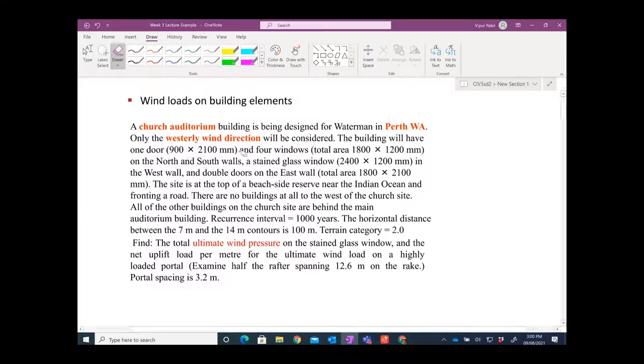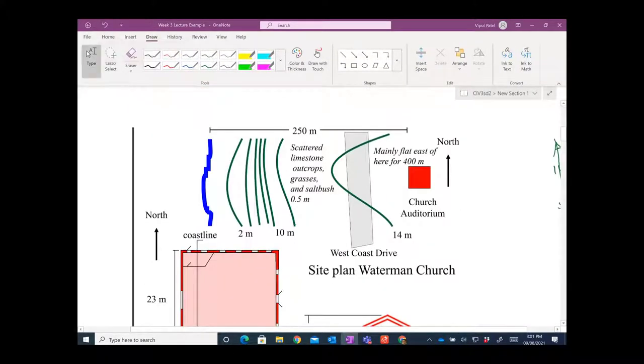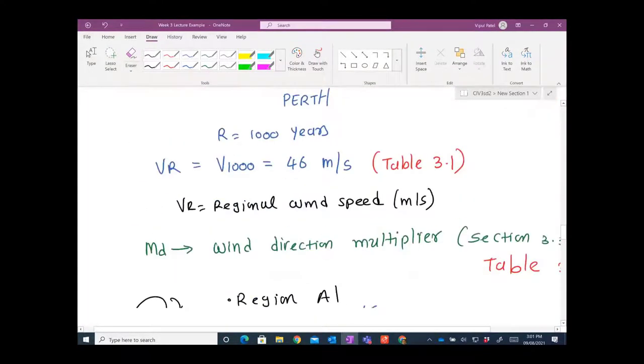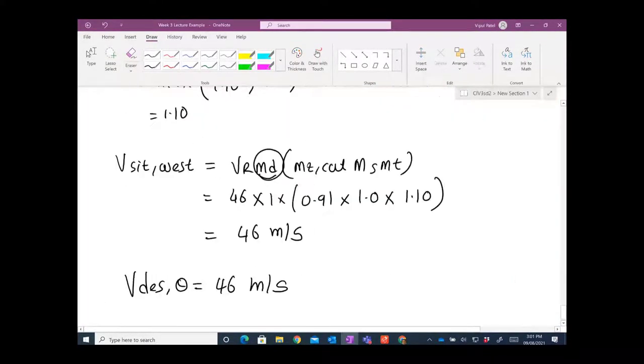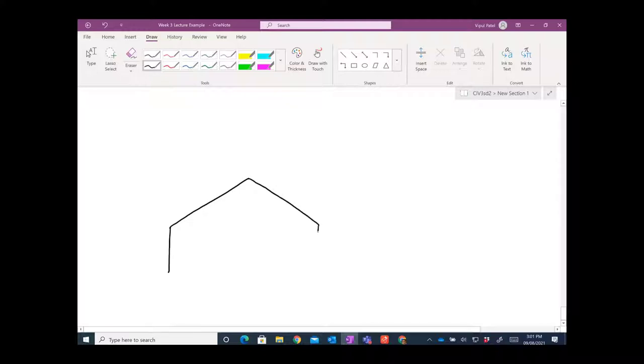Let me draw these buildings, because this is very important. We need to draw these in three dimensions, because they have given you the plan view and all. So let me draw the 3D part of it, so I hope you will get a better idea of it. Let me check if I can draw the 3D, more like a church building.